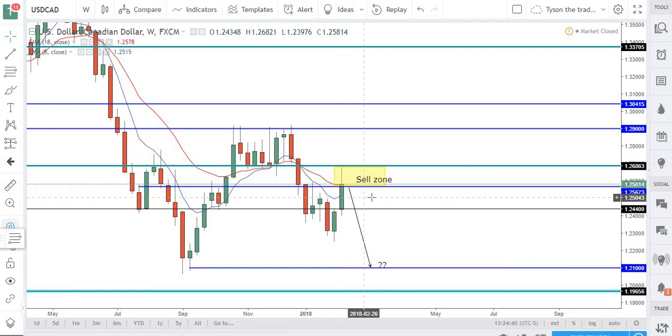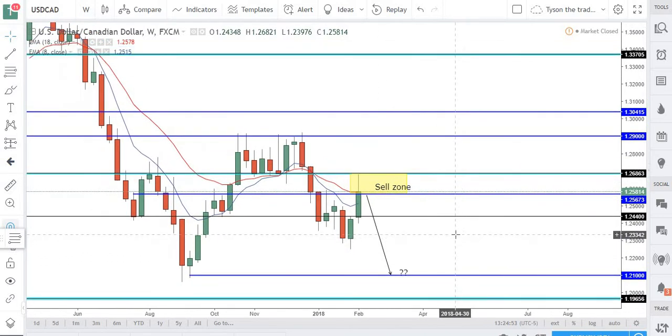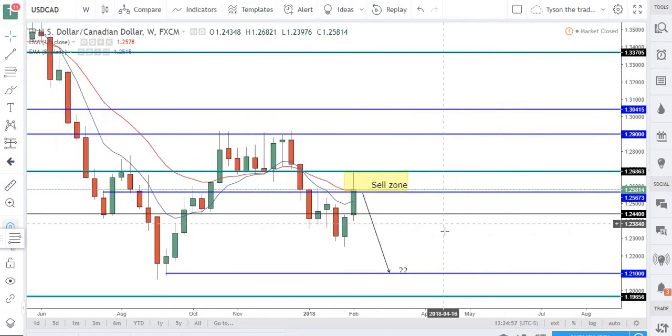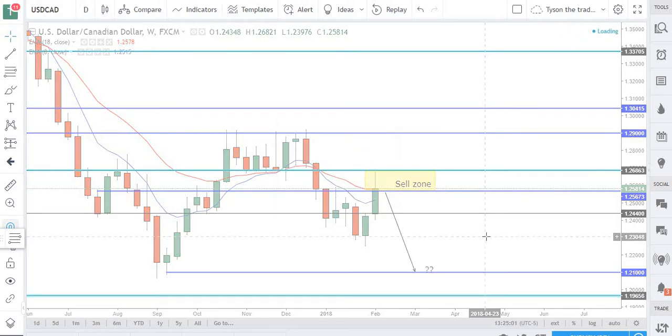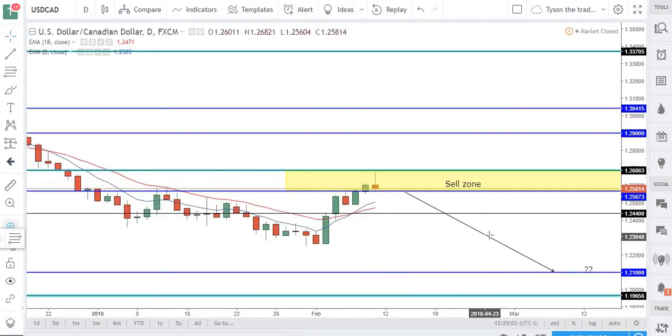The market is always going in two phases. We have a push and a pullback. So we had a push. Now we're currently having a pullback in order for us to continue going lower. So now, as you can see, our bias is bearish on this chart. We have bearish pressure. So now, let's go on to the daily to look for trade setups.